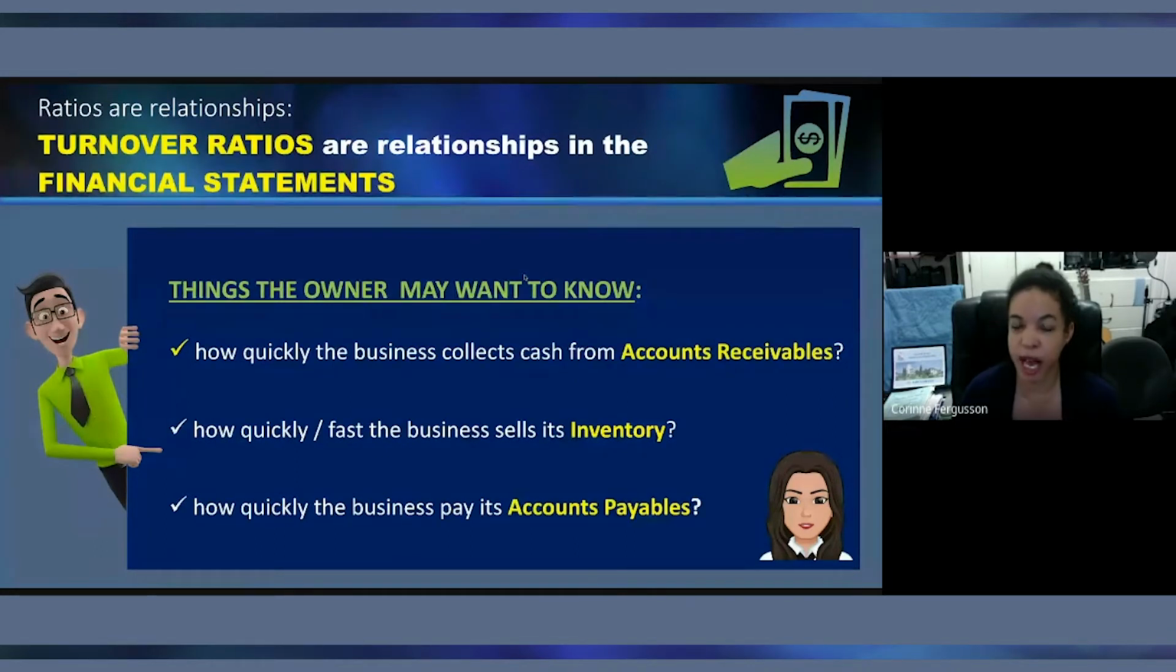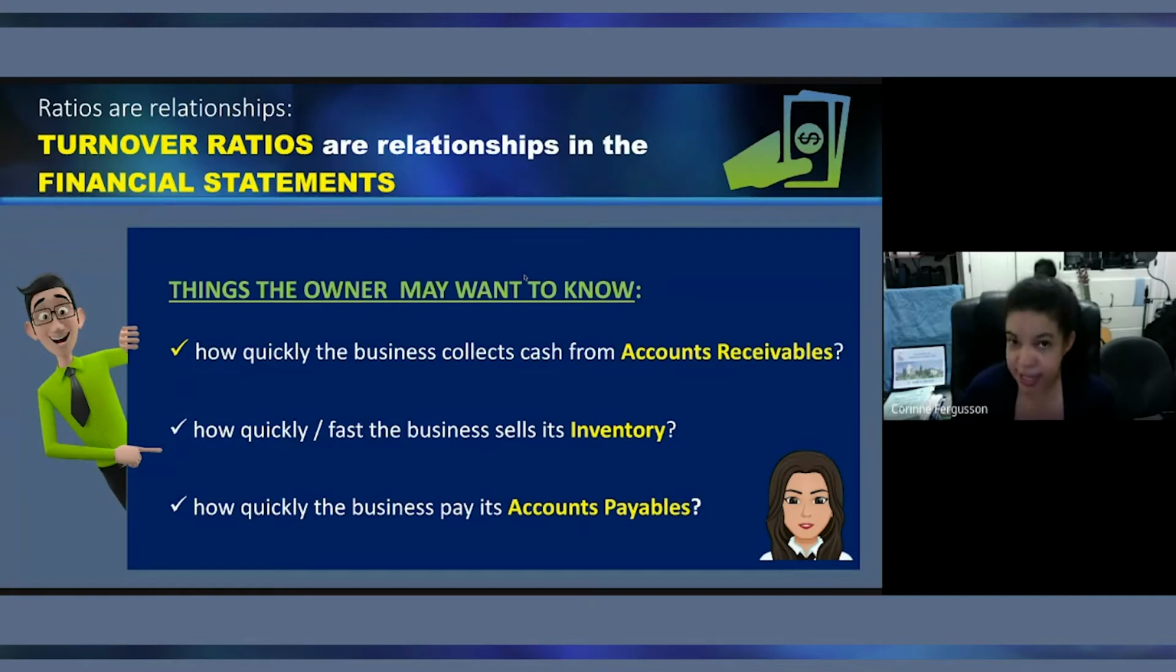One of them has to do with liquidity, because remember, accounts receivables are not as liquid as cash. And if you can collect your most liquid asset as quickly as possible, that means that your business will be more liquid. And also the liquidity would affect the ability to pay the accounts payable. So you're also calculating how quickly you are paying your accounts payable.